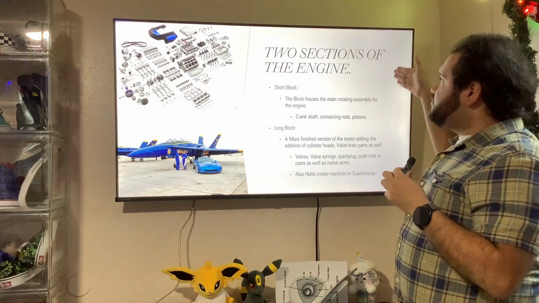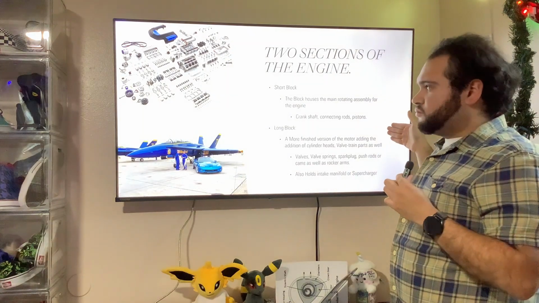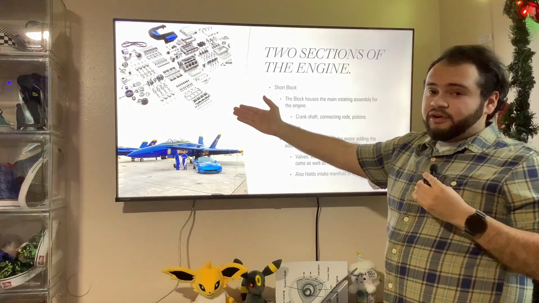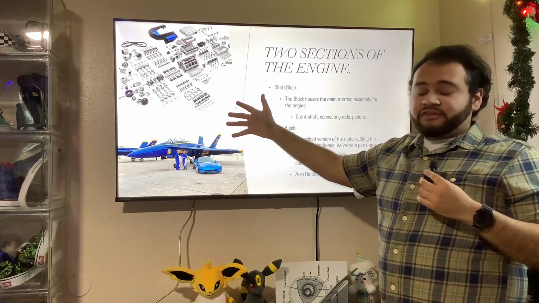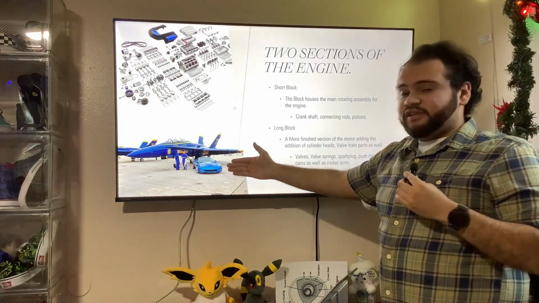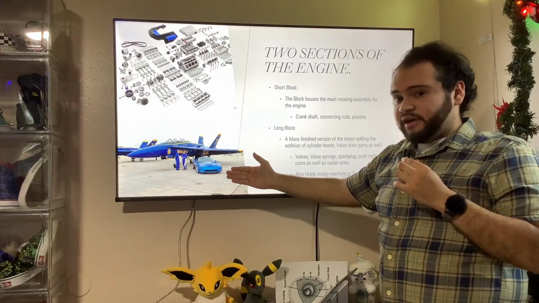There are two main sections of an engine. With the example here having a blown apart LS9, a part of the C6 ZR1, codenamed Blue Devil.